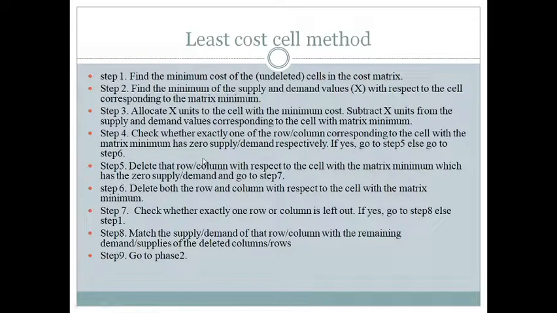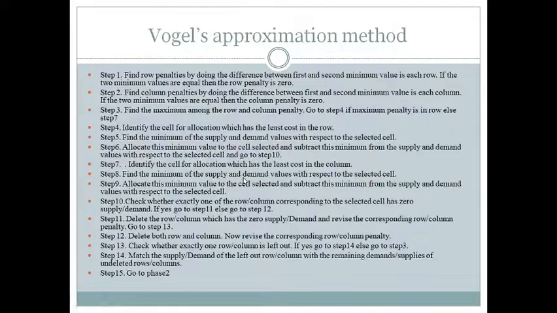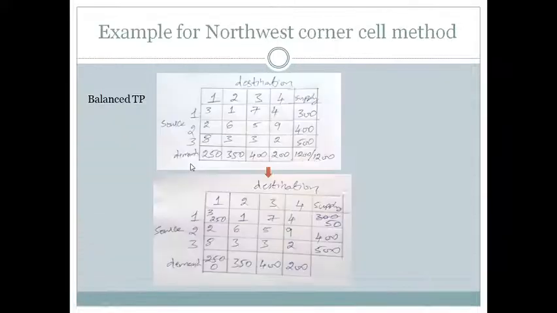Similarly, there is a least cost cell method. Again, some 9 steps are there. So we get directly into the problem and try to understand how this algorithm works with the example. And the third one is Vogel's approximation method. Once you understand the algorithm with an example, and then refer back to the algorithm, it will be easier to understand what is given. So we will go to the example directly. The first one is the northwest corner cell method.